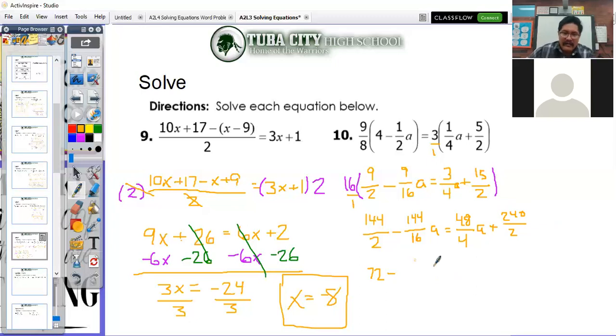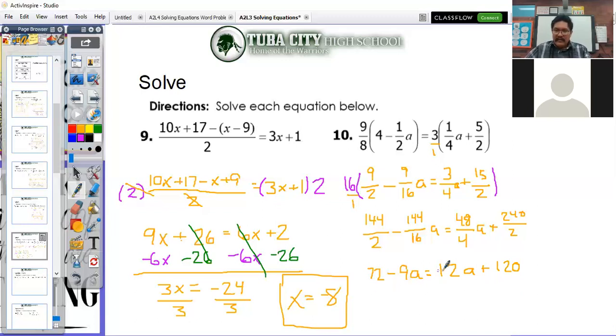Now that one I don't know right off the top of my head. 144 divided by 16 is 9. So 9a equals 48 divided by 4, so that'd be 12, because 4 times 10 is 40. And 240 divided by 2, so this would be 120. Now, even though we have big numbers, we don't have fractions, and that's good, right? Because fractions are the tough part. Big numbers shouldn't scare us anymore.